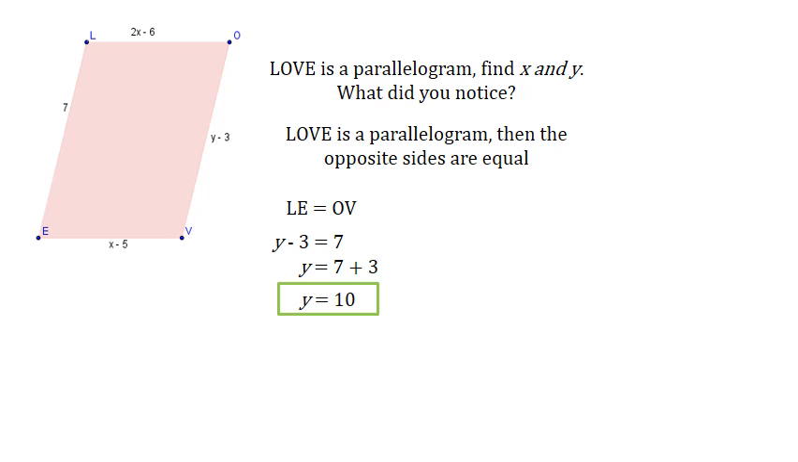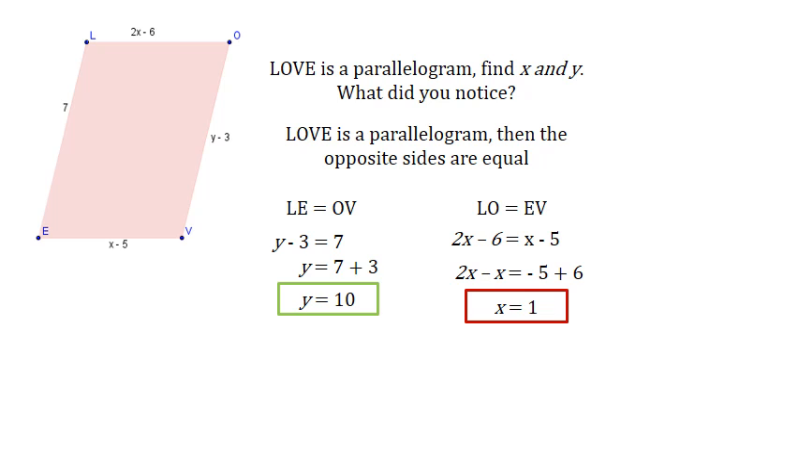Now let's look for the value of x. We have LO equal EV. LO is replaced by 2x minus 6 and EV is replaced by x minus 5. So 2x minus 6 equal x minus 5. Send the x to the left hand side and send minus 6 to the right hand side. We'll obtain 2x minus x equal minus 5 plus 6. 2x minus x is x, and minus 5 plus 6 equal 1. The value of x is 1, but there's something in the question.